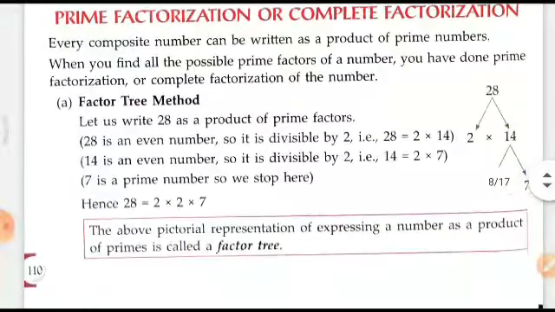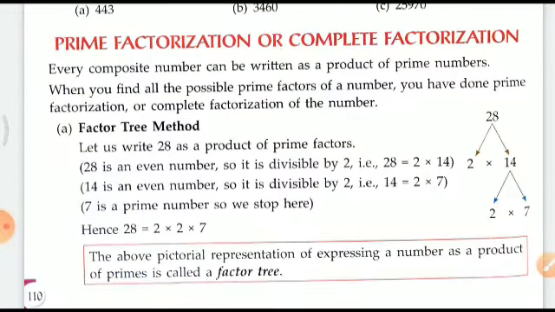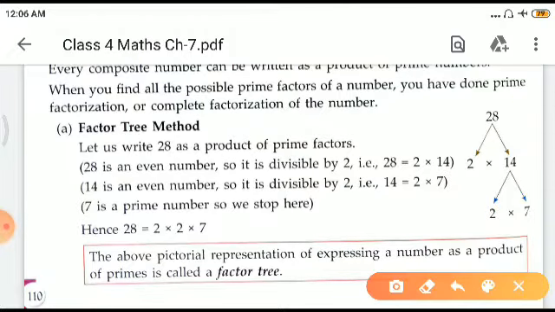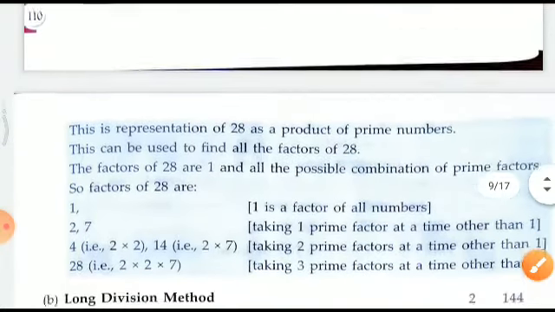Now we come to prime factorization or complete factorization, right? Now every composite number can be written as a product of prime numbers, right? Suppose the composite number is 28. It can be written as 2 into 14, whereas 14 can be written as 2 into 7. So it becomes 2 into 2 into 7, right? And writing it like this, this is called a factor tree, right?